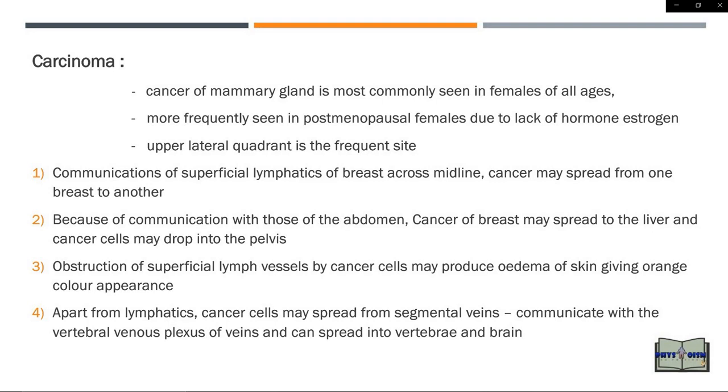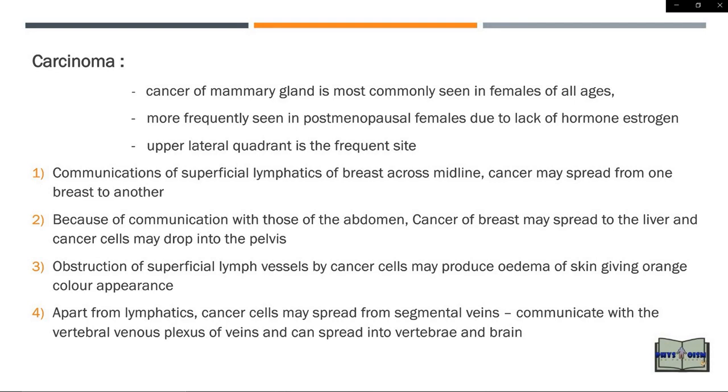So cancer of the mammary gland is very commonly seen in females of all ages, but most frequently it is seen in postmenopausal females because they have comparatively much less estrogen hormone. The most frequent site where this cancer occurs is the upper lateral quadrant. It occurs in all the quadrants, but the higher rate is in the upper lateral quadrant. Okay, so we'll see how it spreads over the breast.